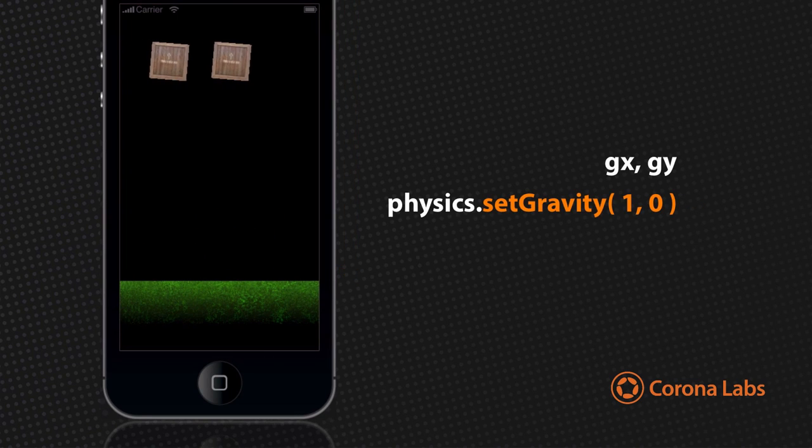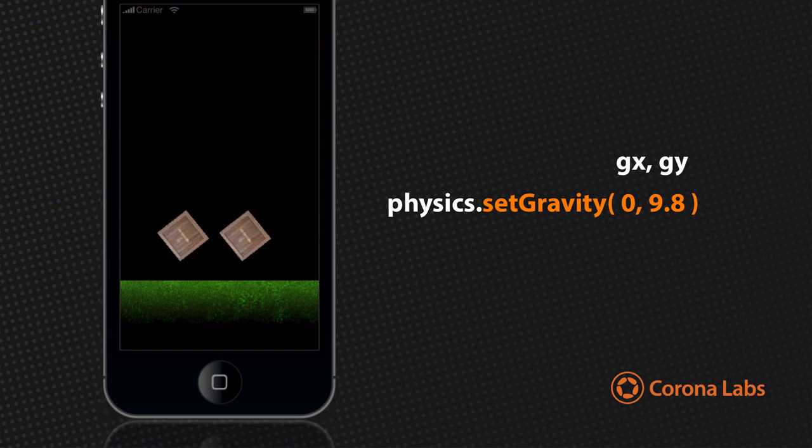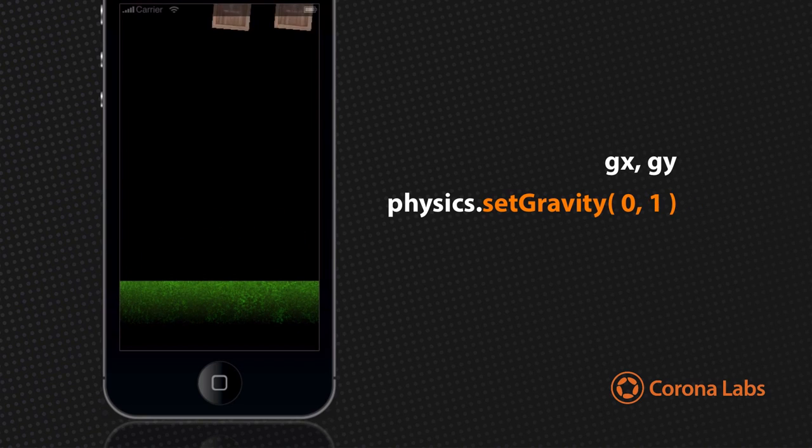It's important to note that gravity applied on the x-axis will make objects move left or right depending on the x value applied. As you can see, with the y gravity set to 9.8, the crates fall as expected. If we change the value to something smaller like 1, we see that the crates fall much slower.